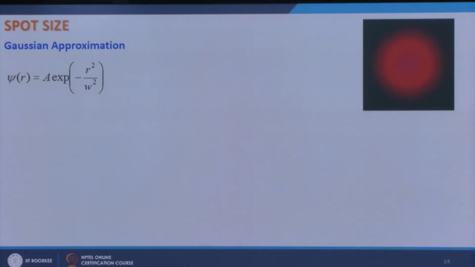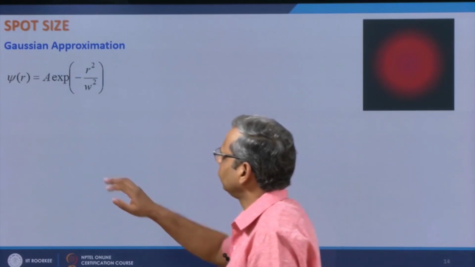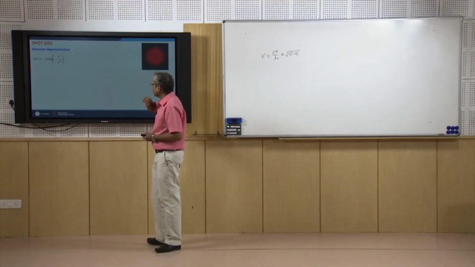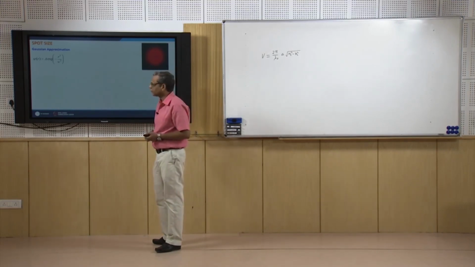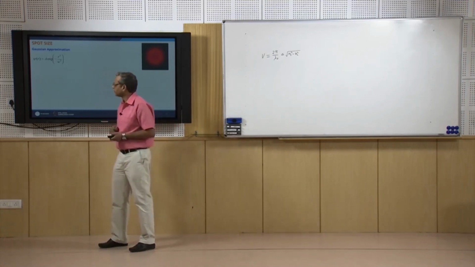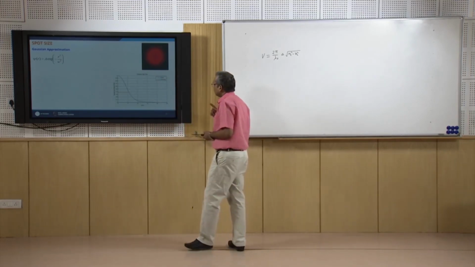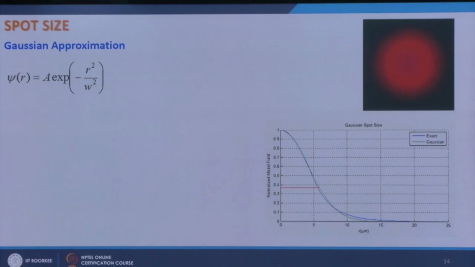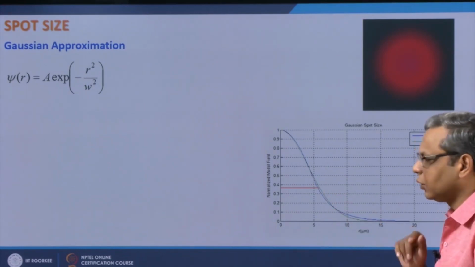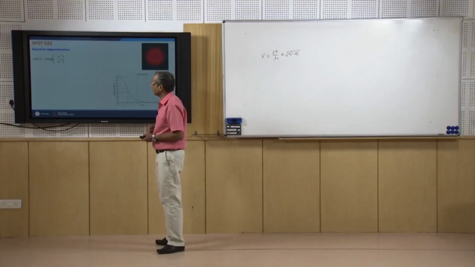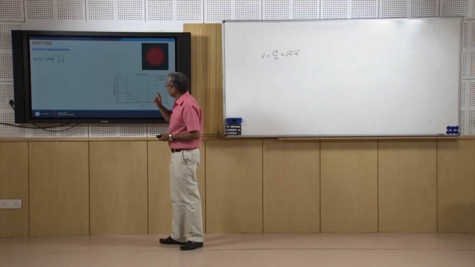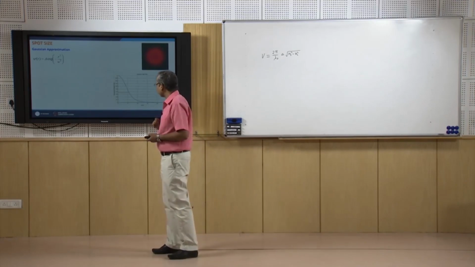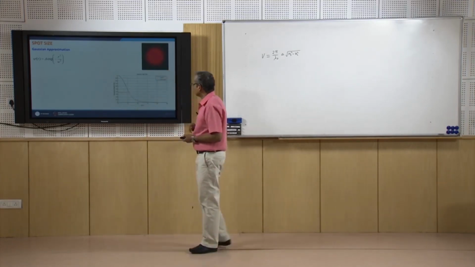So, I try to fit a Gaussian to this kind of distribution, and that Gaussian I represent as psi of r equal to a e to the power minus r square over w square, where a represents the value at the center and w is the width of the Gaussian. I plot the exact field in blue line, which I obtain in the form of Bessel functions, and then I plot in green color the best fitted Gaussian. How do I fit? I will explain in the next slide. And I see that this fitting comes out to be very good, at least for this case.